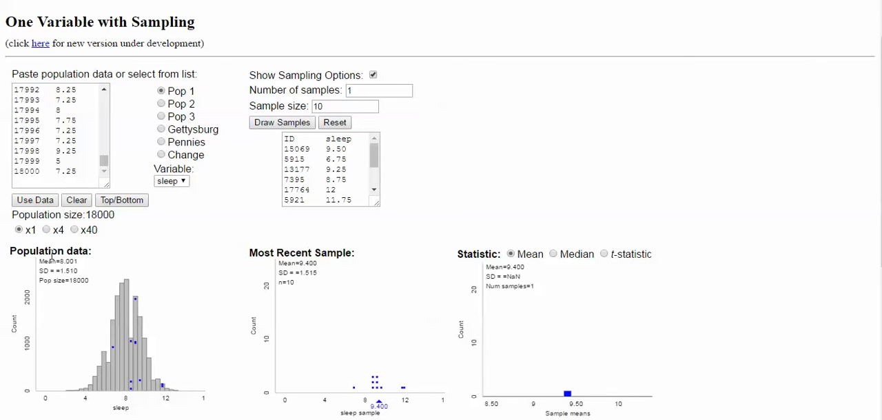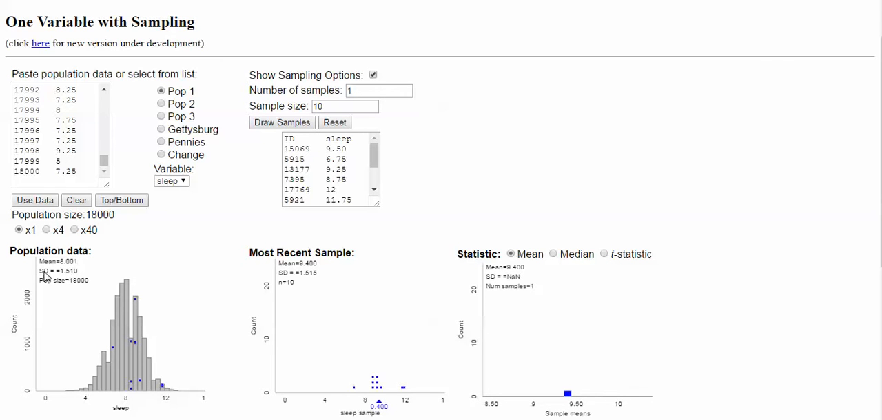Right here we can see that the population mean, or mu, is 8.001. That means that if you added these 18,000 sleep times and divided the total by 18,000, you would get 8.001. So like I said, the population mean, or mu, is 8.001. That's why the population is centered at 8.